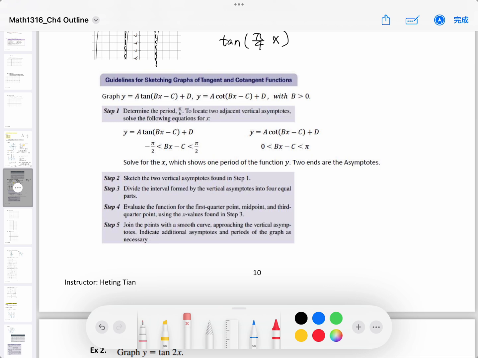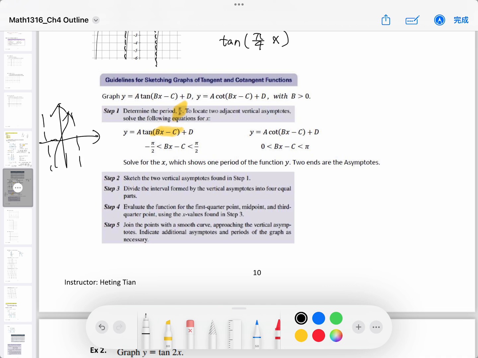We have more transformations. So first I'm going to find the period by using the formula pi over b. And then we need to find the 5 key x values. So we put the bx minus c between one full cycle of tangent. I remember that for tangent, one full cycle is from negative pi over 2 to pi over 2. Now let's put bx minus c between negative pi over 2 and pi over 2.